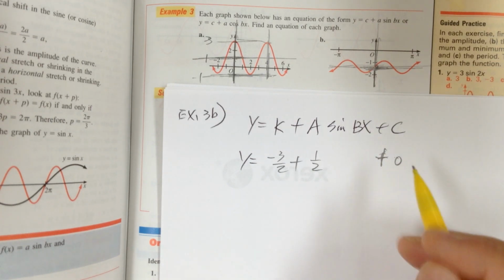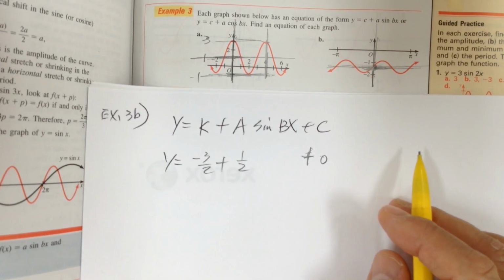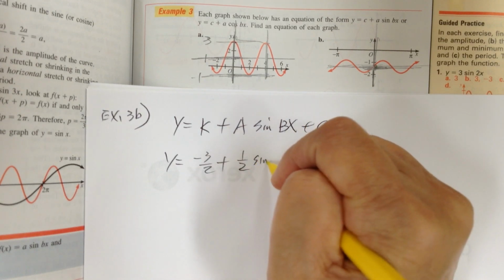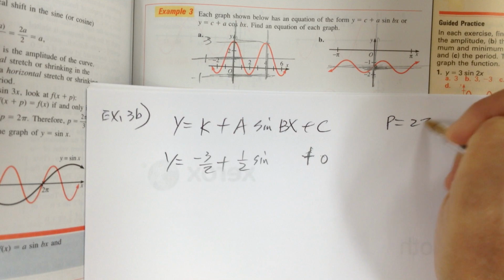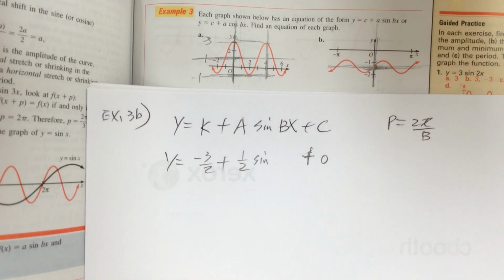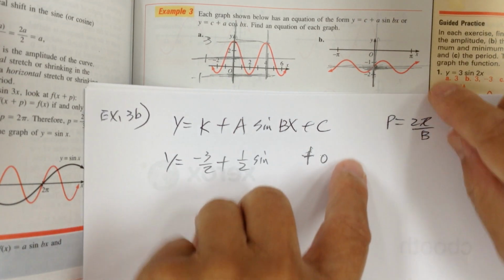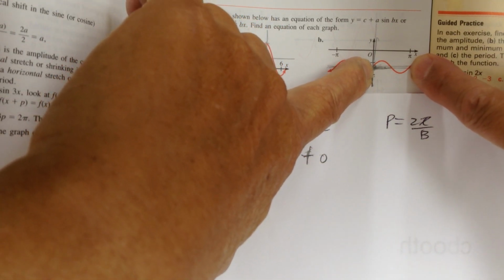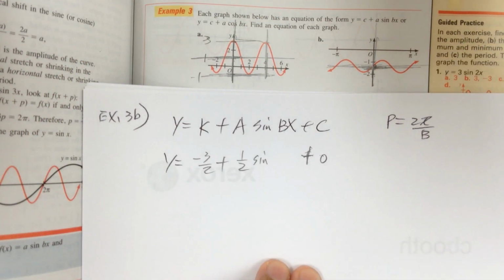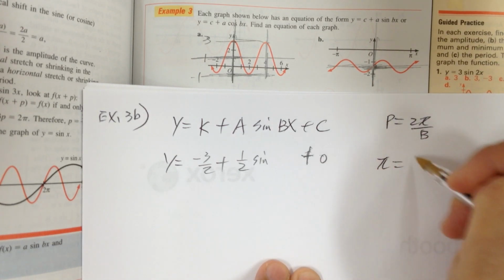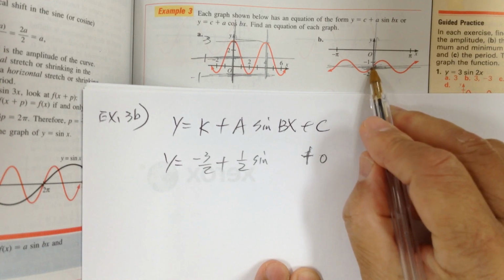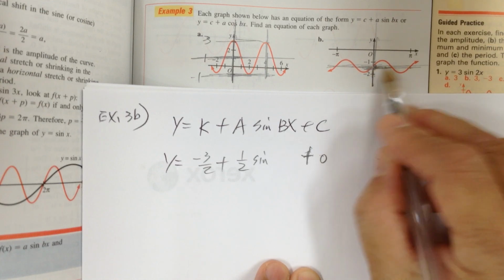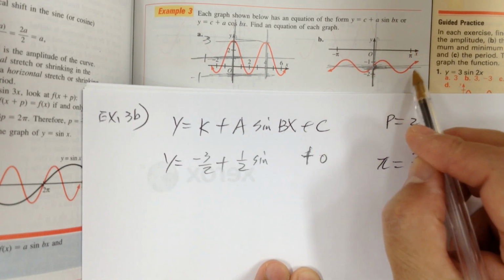Okay, so now we have to figure out the b. So again, use your formula. P equals 2 pi over b. So you have to figure out where the period is. So from here to here, that's 1 period, and notice it's pi. Okay, so this is pi. So period equals pi. Okay, so again, you have to figure out how long it will take to repeat. So from here to here, notice it's pi.